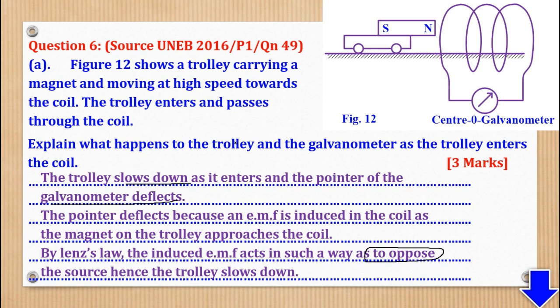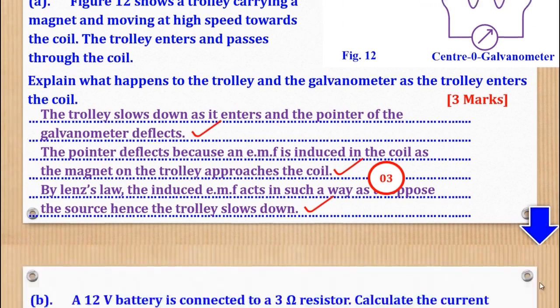So basically that's what they wanted, and let's see how much can be awarded. There is an explanation for why the pointer deflects and also an explanation for why the trolley slows down. So basically that's how the 3 marks could be got in such a question. Now let's go to part B of the very question.